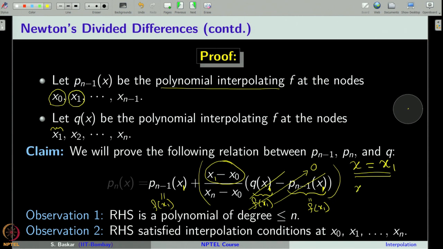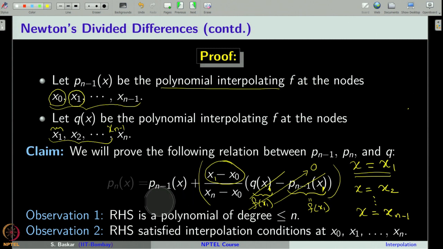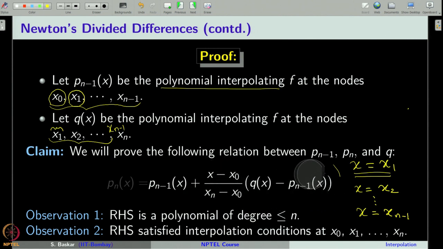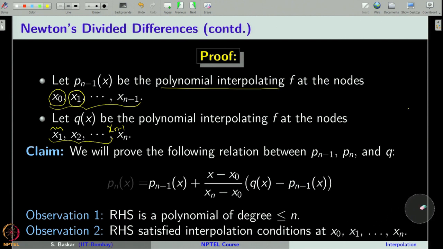Similarly, from x equal to x2 to x equal to x_{n-1}, you can see that P_{n-1} also satisfies the interpolation condition. The same interpolation condition is also satisfied by Q of x up to x_{n-1}. Therefore, just like what happened with x1, it will also happen with x2, then x3 and so on up to x_{n-1}. So, you can see that this right hand side polynomial satisfies the interpolation condition at x1, x2 up to x_{n-1}. Therefore, it remains only for us to show the interpolation condition for x equal to xn.